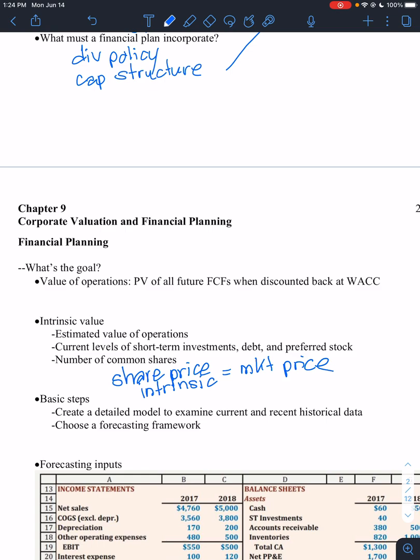So it says basic steps: create a detailed model to examine current and recent historical data, aka set up some financial statements. And then it says choose a forecasting framework. So kind of like what method do you want to use, sort of thing. So that's kind of where we're going there.